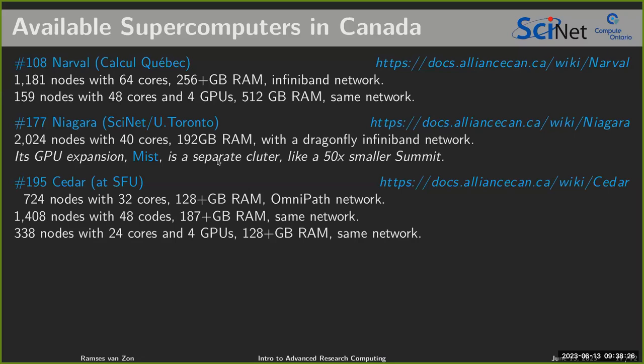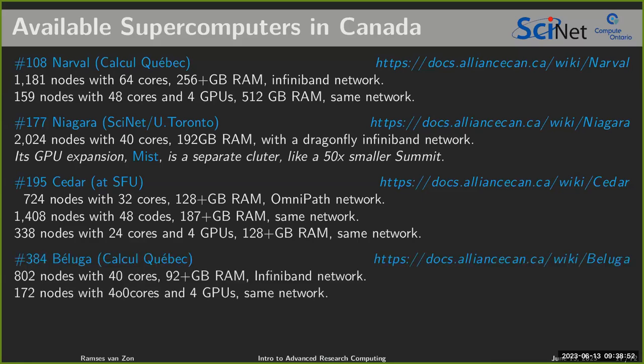Next on the list is Cedar. Cedar is at Simon Fraser, and it's number 195. It has a large mix of different nodes, some with GPUs, some with more cores, some with fewer cores. It's very heterogeneous in that sense, which can be great to accommodate different workflows, but a little bit tricky because you kind of have to know what resources to ask for. Next on the list in Canadian systems is number 384, Beluga, again, a mix of nodes.